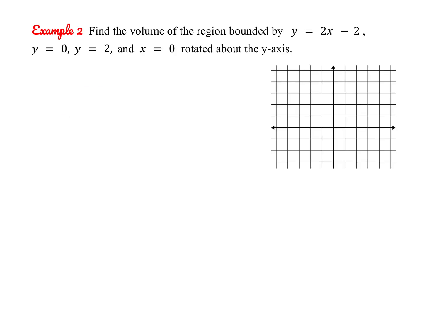All right, let's try another one together. Here, let's start by finding our bounded region. We have this linear function, 2x minus 2, so something like this. And then we have y equals 0, y equals 2, and x equals 0. So we can see that our bounded region is right here.